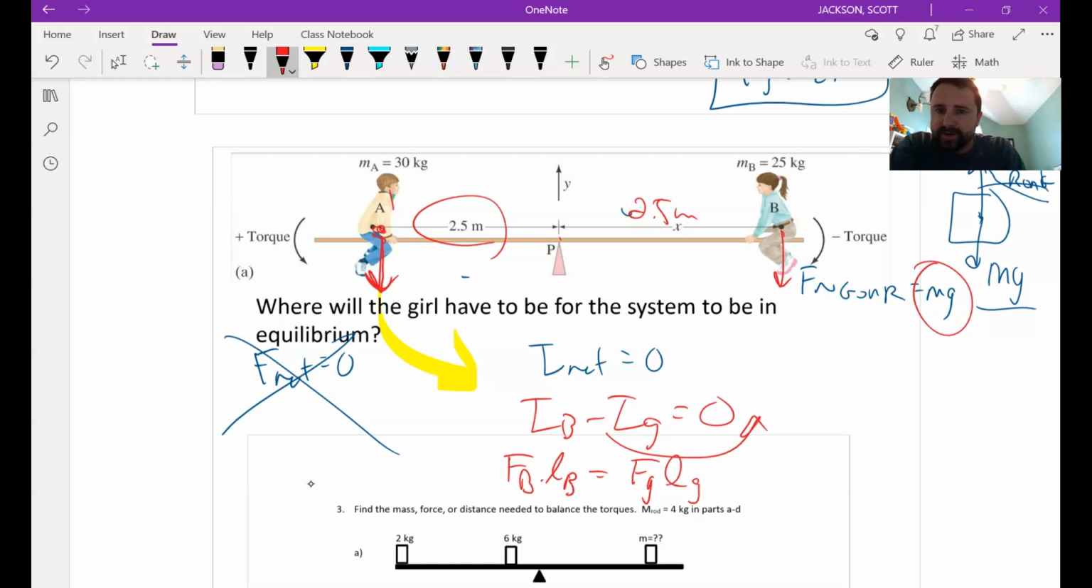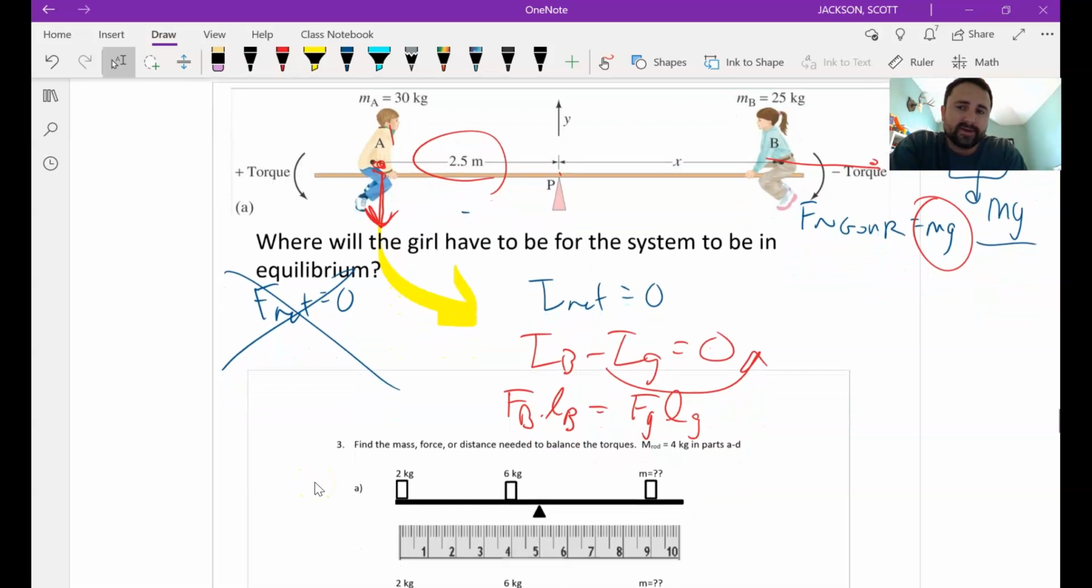So I can't pull down any harder with the girl, so what can I do to get more torque? And the answer is I can get farther away. So the answer has to be greater than 2.5. So test that one out and see what you get, and hopefully you get greater than 2.5.